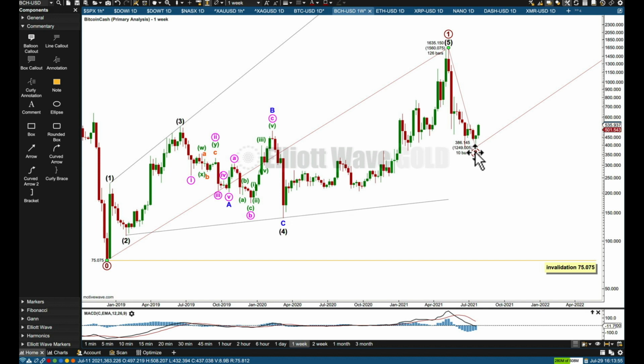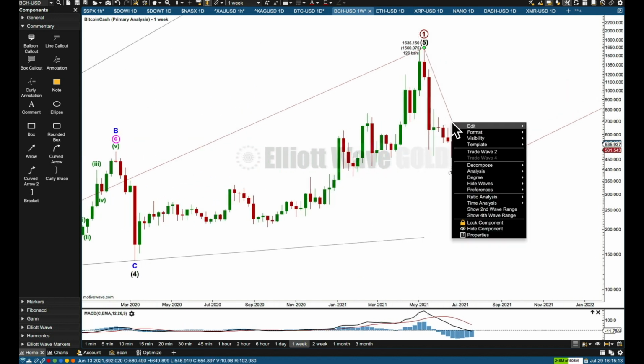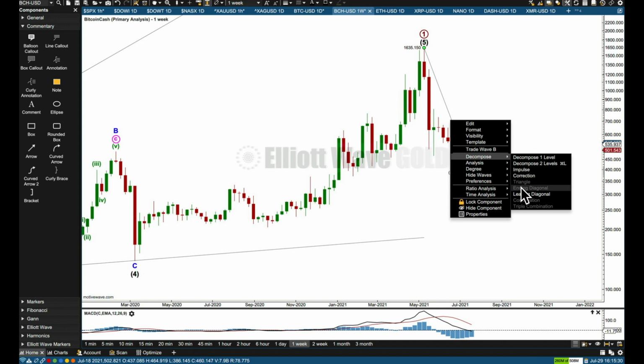a good looking zigzag. Let's expand this out and let's have a quick look at primary wave 2. I don't think this is over if it's... What if we put A down here? Could this have been a diagonal? Could this be B? Although there looks like there's quite a lot of strength off the low here.